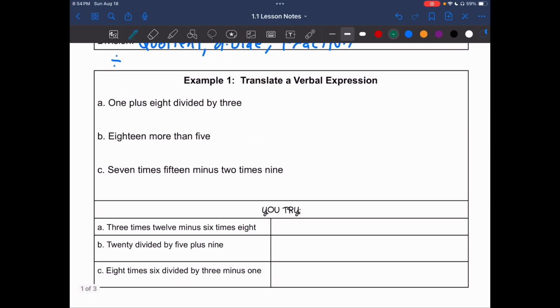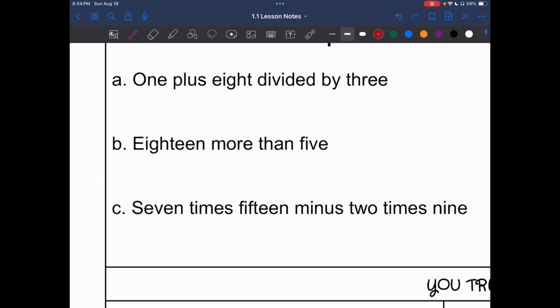So let's take a look at example 1 here. Our first problem is going to be to translate a verbal expression. So I'm giving you something in words, and I need you to just put it into numbers and operation symbols. Let's start by looking at the problem and focusing on what my operations are. When I see plus, I know this is going to be an addition symbol. When I see divided, we've got a division symbol there, and now we can just put our numerals in. So we have 1 plus 8 divided by 3.